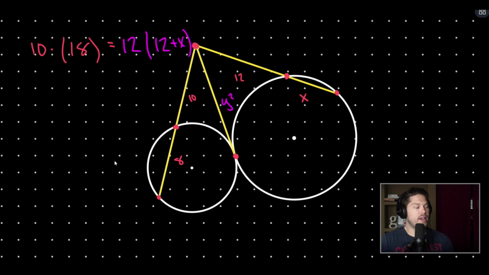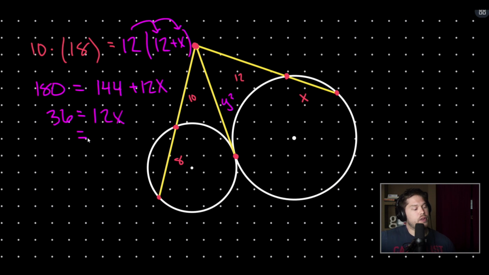Now we can go ahead and solve. So how can we solve this problem? Well, 10 times 18 is 180, and it's going to equal 12 times 12 plus x, which if we distribute, we get 144 plus 12x. Then we can subtract 144 on both sides and have 36 equals 12x. We can divide by 12 to have x equals 3.